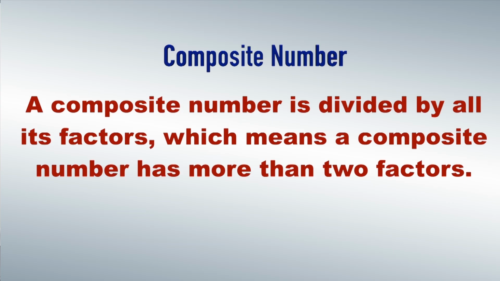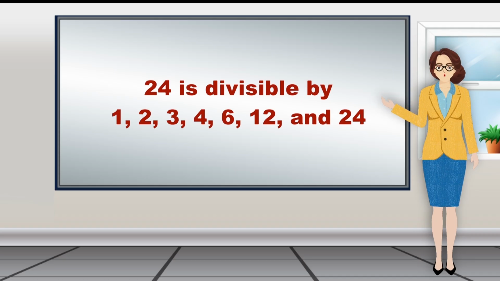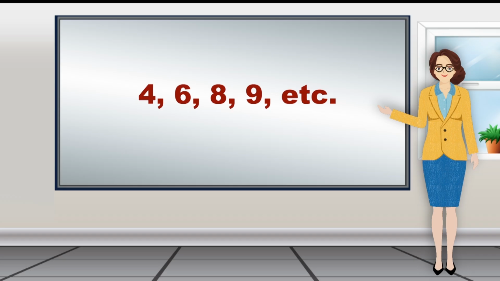Composite number. A composite number is divided by all its factors, which means a composite number has more than two factors. For example, 24 is divisible by 1, 2, 3, 4, 6, 12 and 24. Other examples are 4, 6, 8, 9, etc.